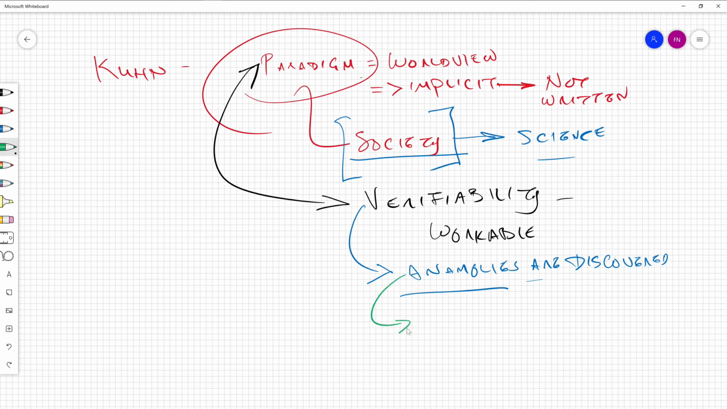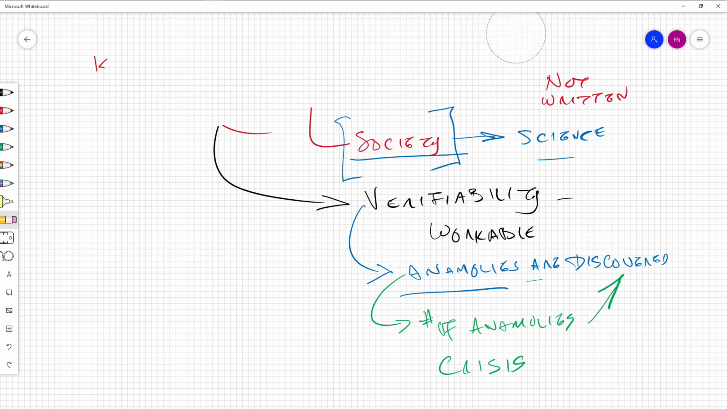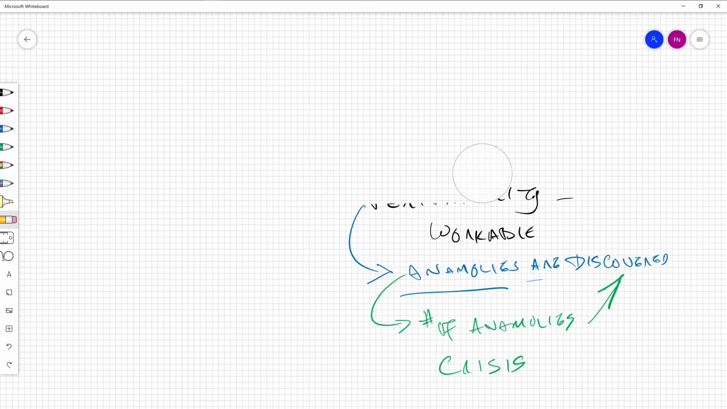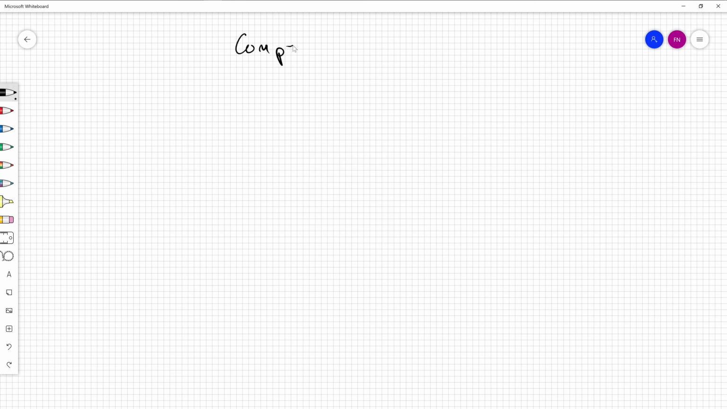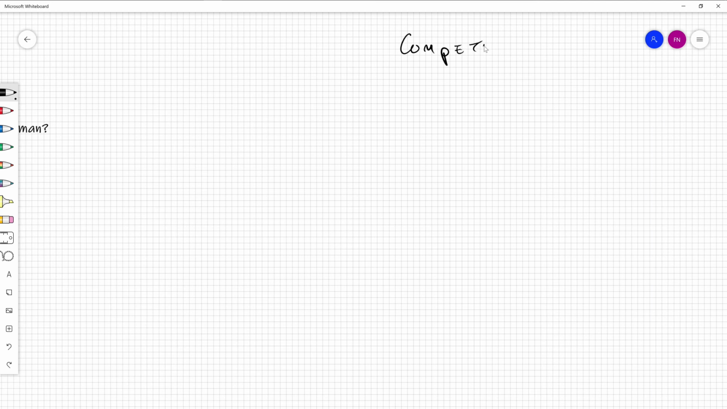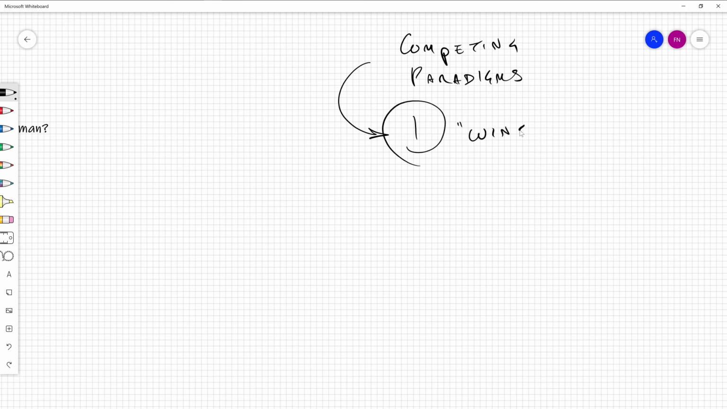Eventually, the sheer number of anomalies becomes so great that the result is a crisis. Theoretically, at least in science, when that crisis ensues, we enter a period of time where there are competing paradigms. One paradigm wins.